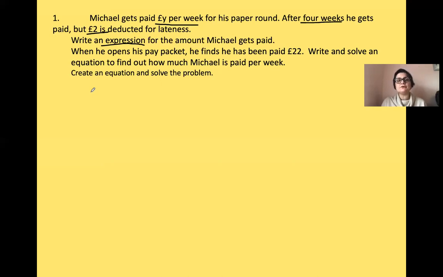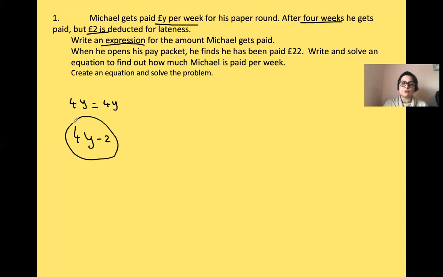The expression for the amount Michael gets paid is Y per week, 4 weeks, so it's going to be 4 times Y, or 4Y. And it says £2 gets deducted, so it's going to be 4Y take away 2. Now this is the expression that the question wants. See, there is no equal sign, it's just an expression. So an expression has letters and numbers, remember.